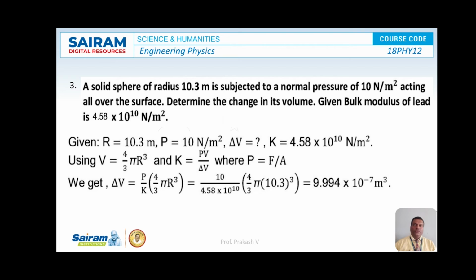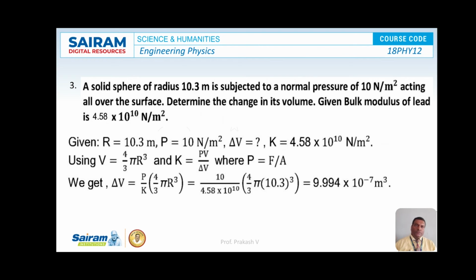So as according to the problem, the given data is r, that is the radius of the sphere, is 10.3 meter, and the value of pressure is 10 Newton per meter square, and delta V that we have to calculate here, and K, that is bulk modulus for lead, that is 4.54 into 10 to the power of 10 Newton per meter square. The formula for volume V is equal to 4 by 3 pi r cube, and the value of K can be written as PV by delta V.